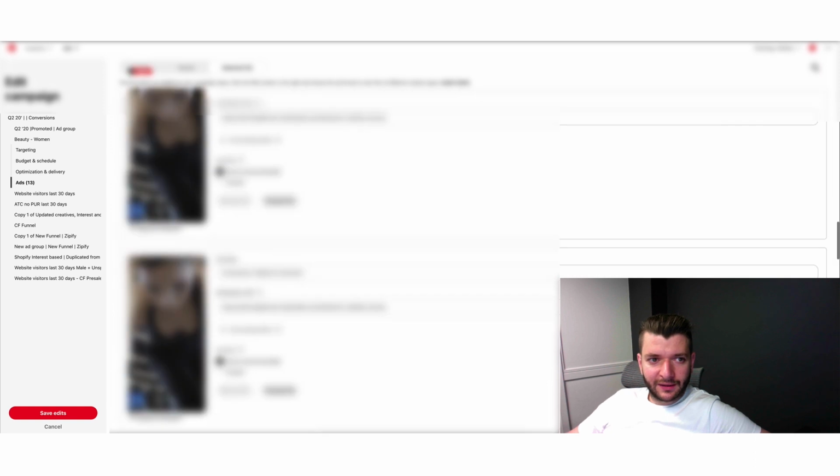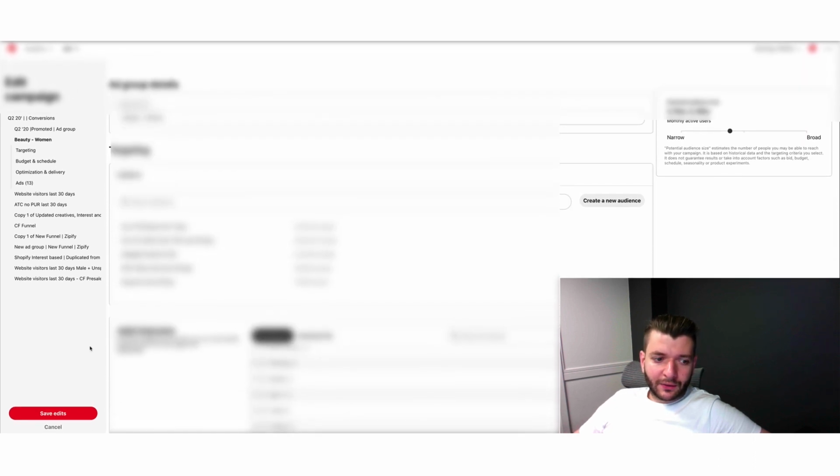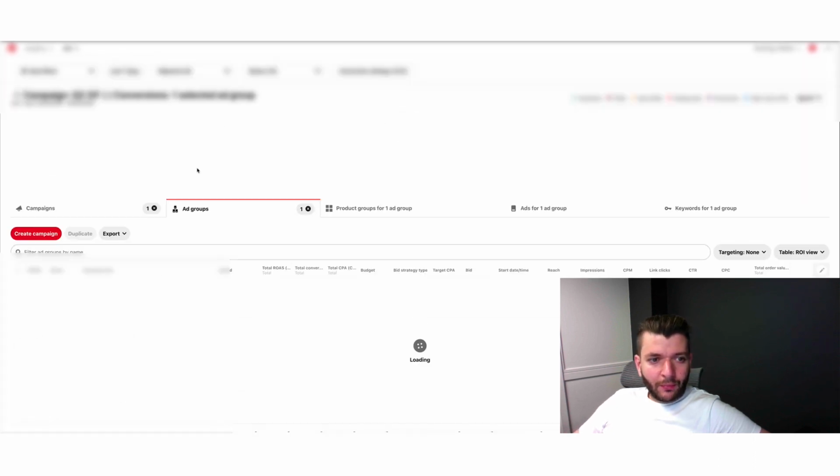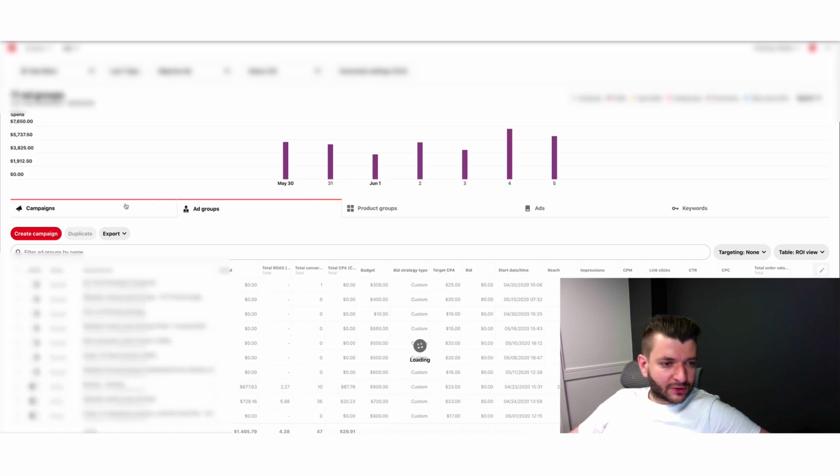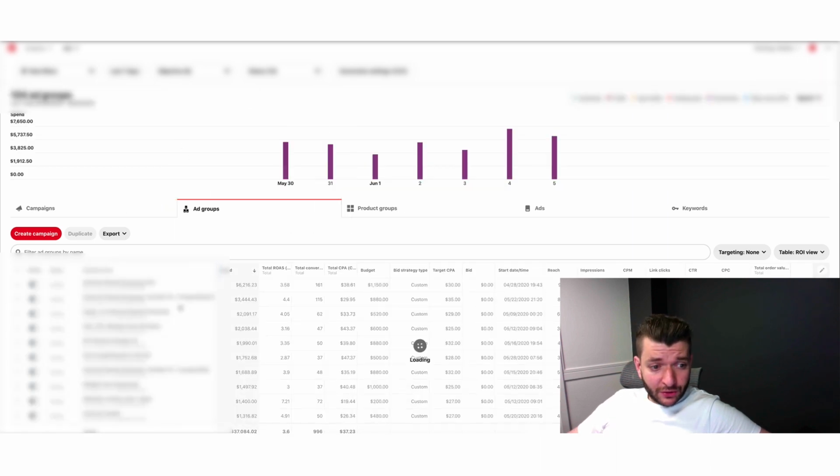Ads: 13 different ads, 13 different creatives. Again, creative is a huge part of the success on Pinterest. This is what the structure can look like.